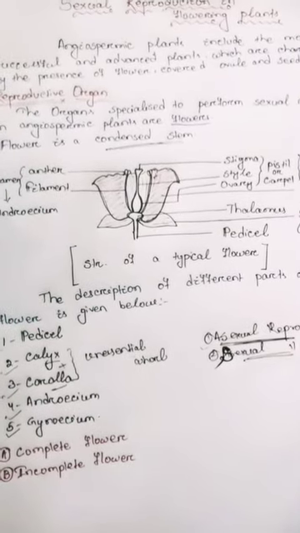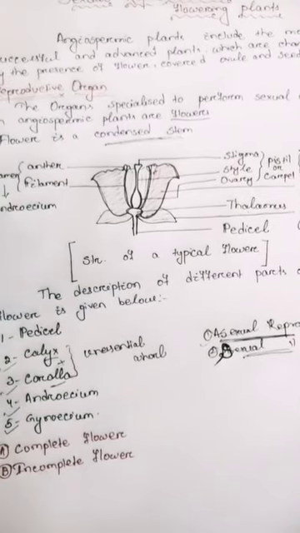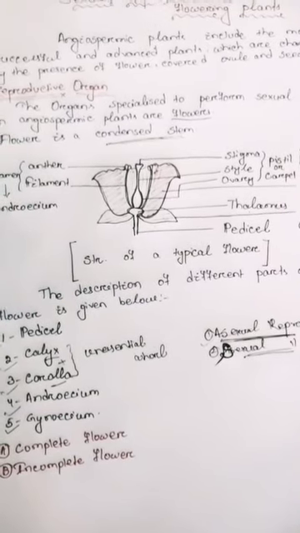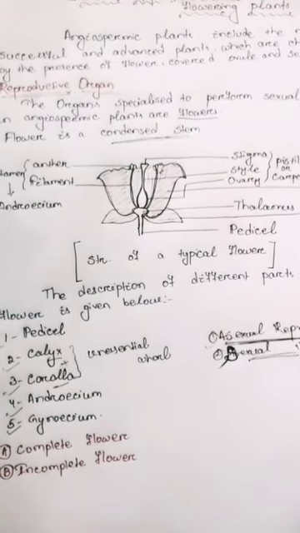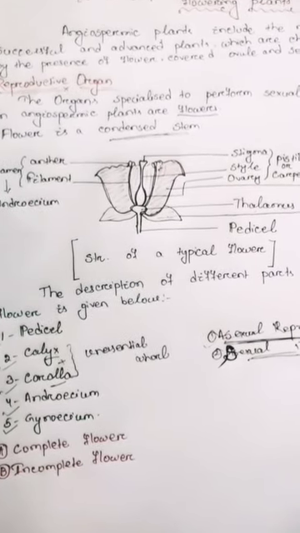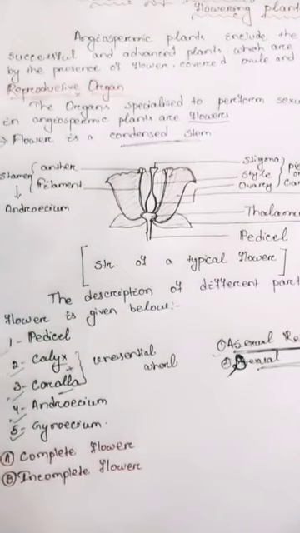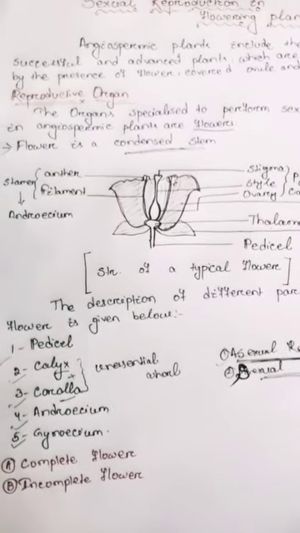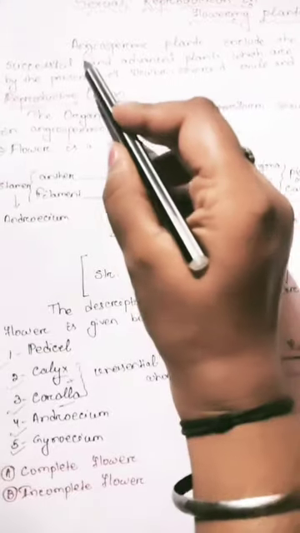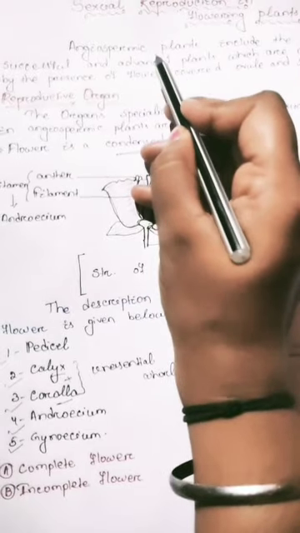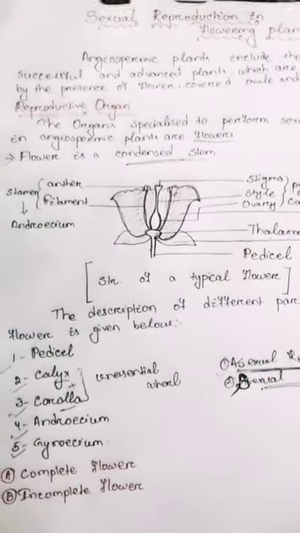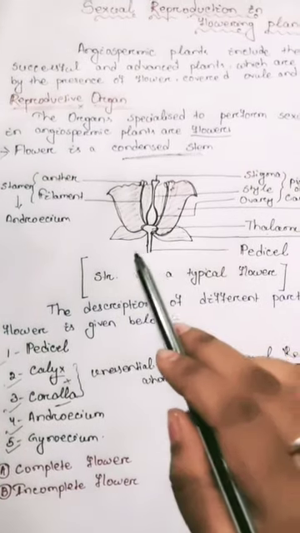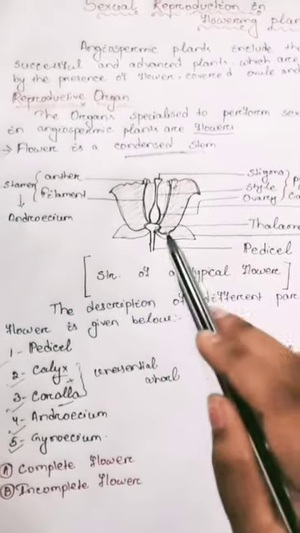Myself Madhusmita Panigrahi. Today we will discuss the structure of a flower. So first we need to know what a flower is and which plant produces flowers. As we know, the most advanced and successful plant organism is the angiospermic plant. So the angiospermic plant produces flowers for its sexual reproduction, and this is the structure of a flower.